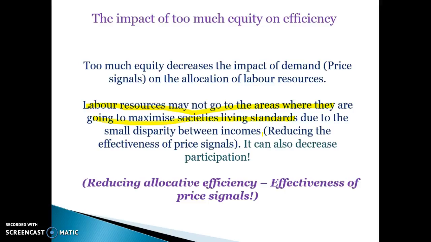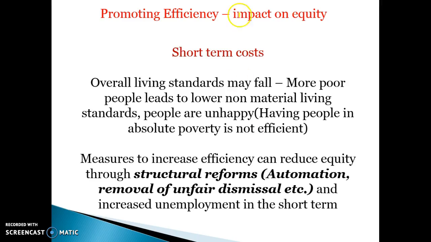So for example, smart, intelligent people that are capable of being doctors or nurses or lawyers, they may decide that they don't bother getting a job because there's too much welfare in society. Or they get a low-skilled job that's not really making the most of their skills, and that's inefficient. Alright, so that was the problem with too much equity on efficiency.